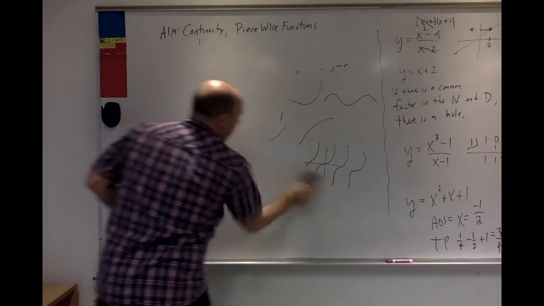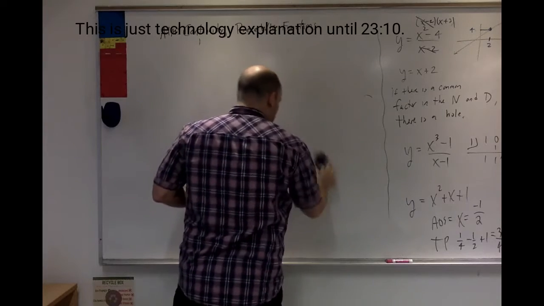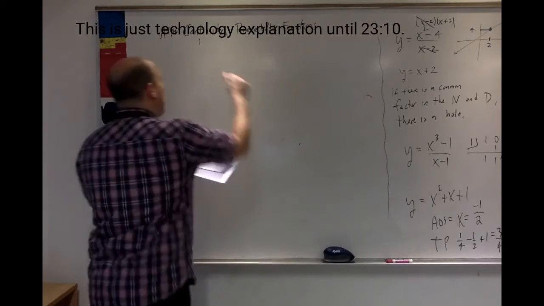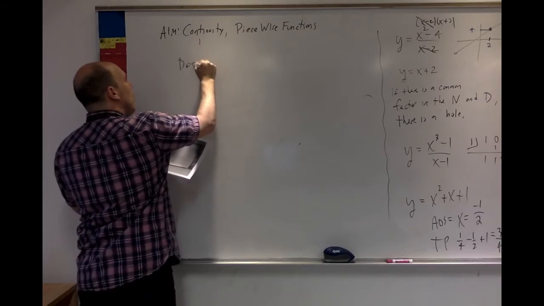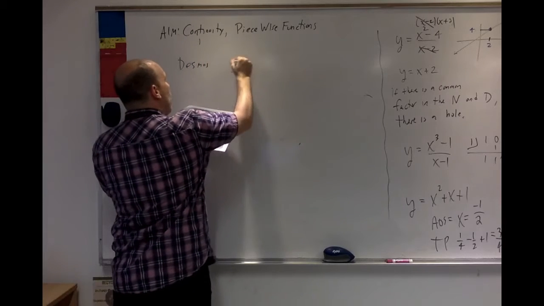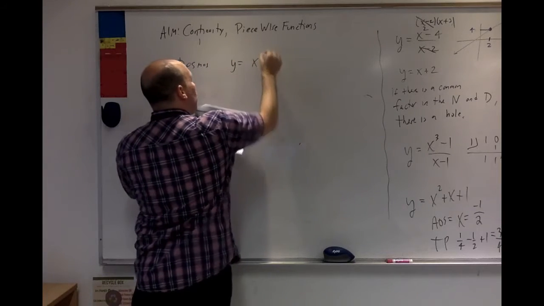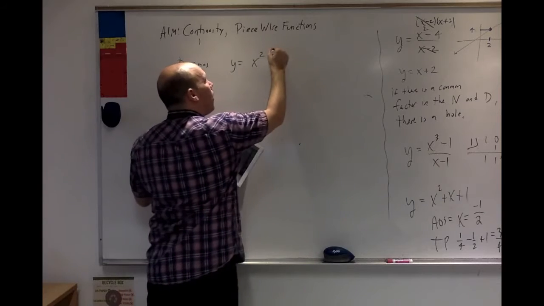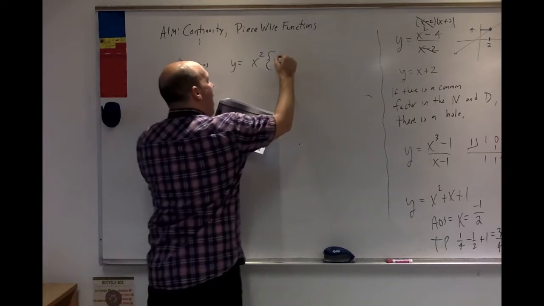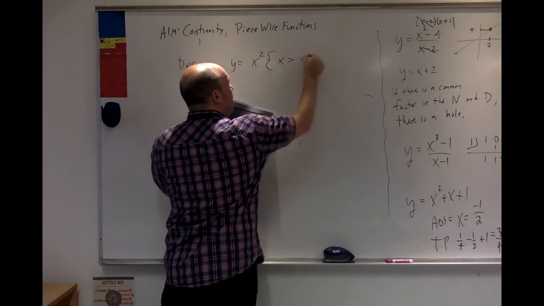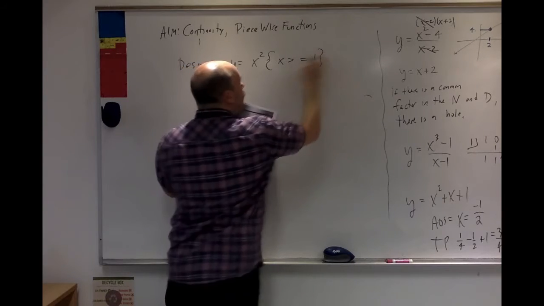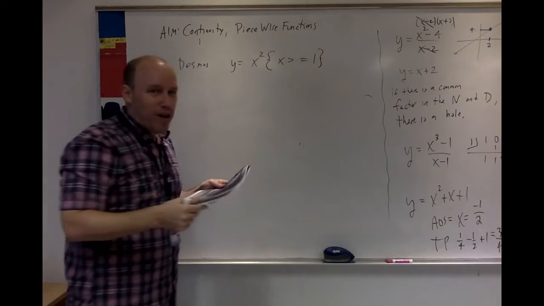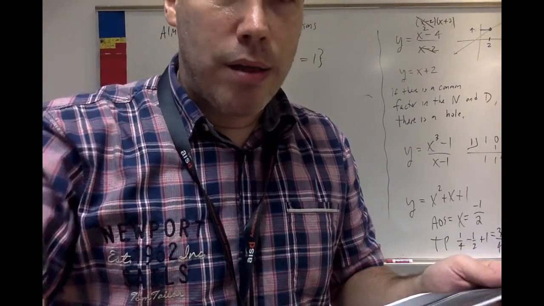That's how you're going to do it in your calculators. And actually, I looked it up for all the calculators. So for Desmos, you're going to put in y equals x squared, no space, squiggly bracket, x is less than or equal to 1. You will see it becomes less than or equal to 1. Let's see.